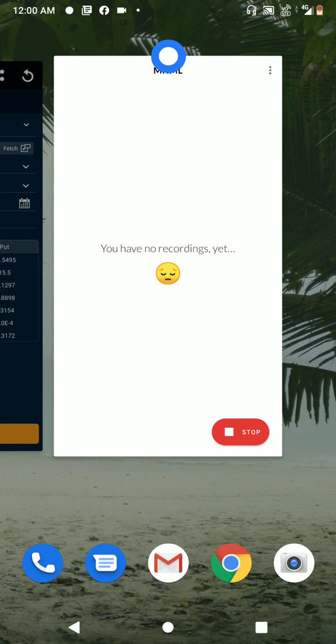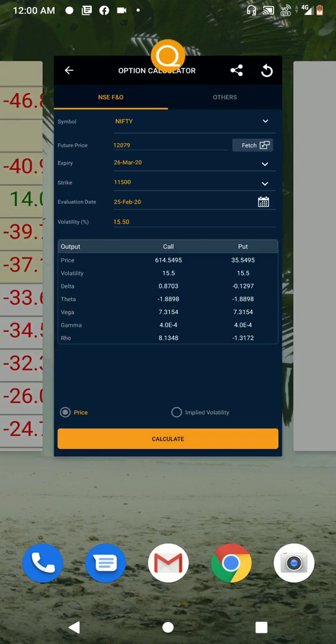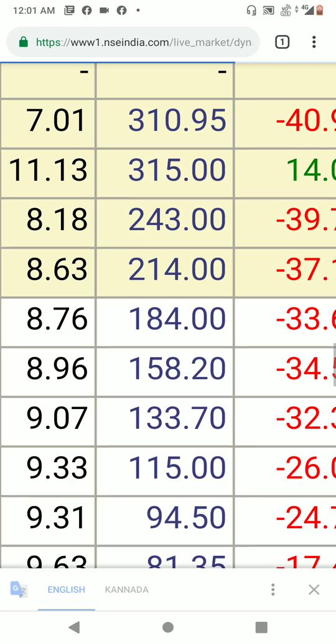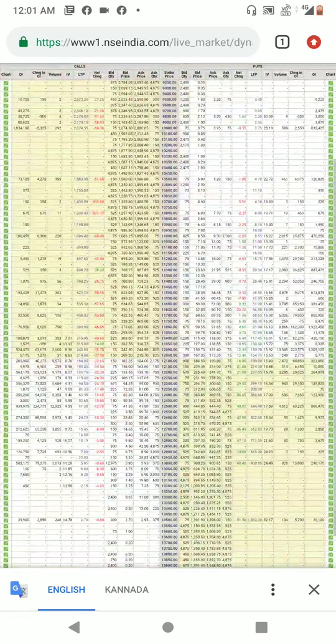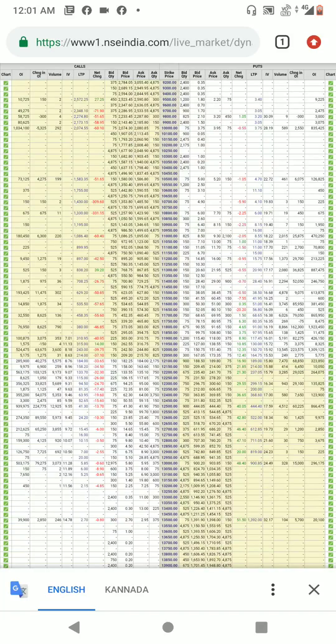Hi all. Today we are going to see a live example of option pricing. So we have seen a bit about the Black-Scholes-Merton model, how to price options and how to interpret the outputs from the Black-Scholes-Merton model, which are nothing but the delta, gamma, and other Greeks.